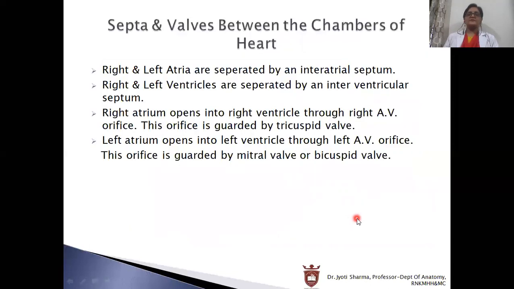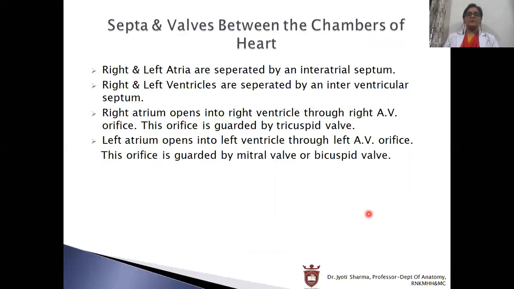Septa and valves between the chambers of the heart. The right and left atria are separated by an interatrial septum. The right and left ventricles are separated by an interventricular septum. The right atrium opens into the right ventricle through the right atrioventricular orifice. This orifice is guarded by the tricuspid valve.